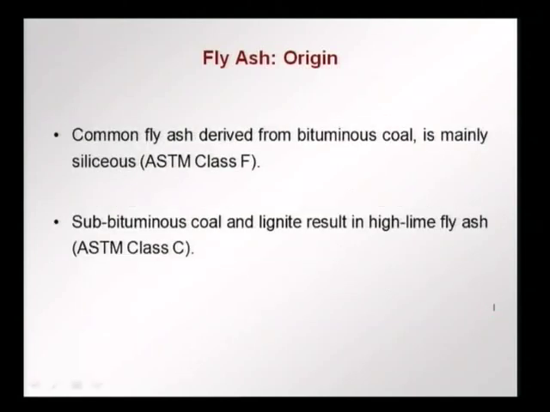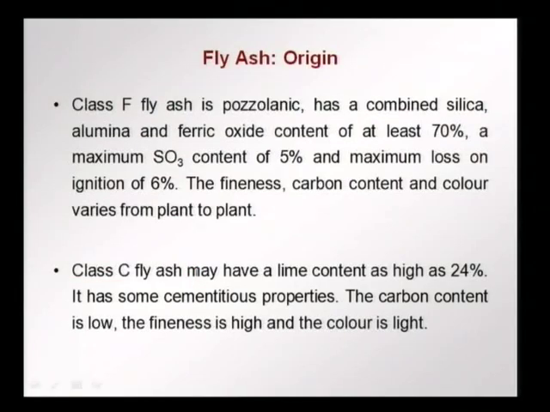We have two types of fly ash, both are obtained in India. Common fly ash is class F, which is obtained from bituminous coal. From lignite burning we get class C fly ash, which is higher in lime content. So class F fly ash is pozzolanic. It has a combined silica, alumina, ferric oxide content of at least 70%, SO3 content maximum of about 5%, and a maximum loss of ignition of about 6%.